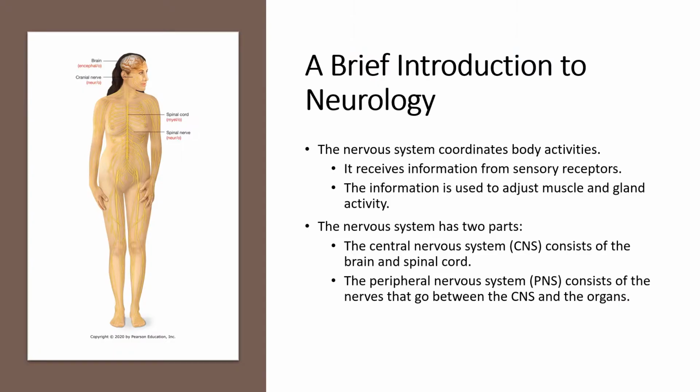The nervous system coordinates the body's activities. It receives information from sensory receptors, and that information is then used to adjust muscle and gland activity. We divide the nervous system into two parts: the central nervous system, which consists of the brain and spinal cord, and we abbreviate it CNS, and the peripheral nervous system, which consists of the nerves that go between the CNS and the other organs, and we abbreviate that PNS.